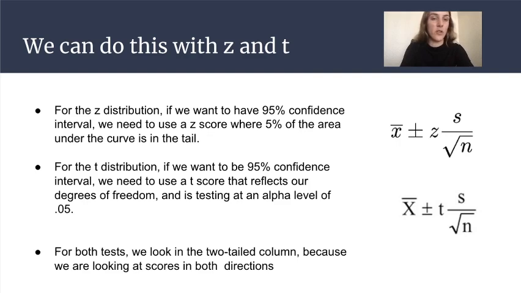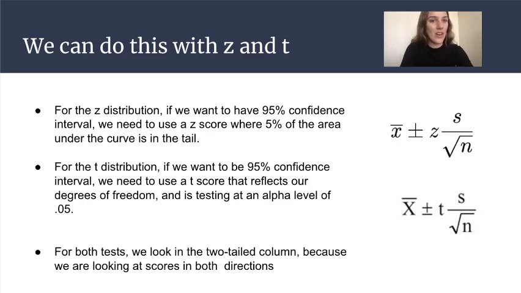And for the T distribution, if we want 95% to be in the body of the curve, we need to use a T-score that reflects our degrees of freedom and is testing at an alpha level that's appropriate for our confidence interval. As promised in this class, we'll only be using alpha values of 0.05 and 0.01. So we'll be doing 95% confidence intervals with alphas of 0.05 and 99% confidence intervals with alphas of 0.01.